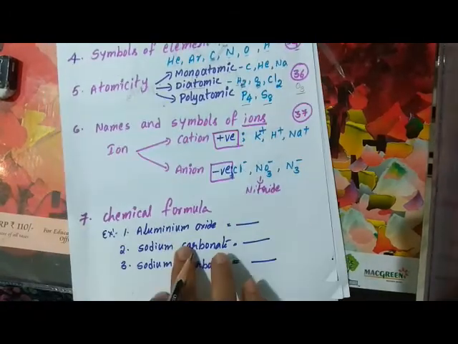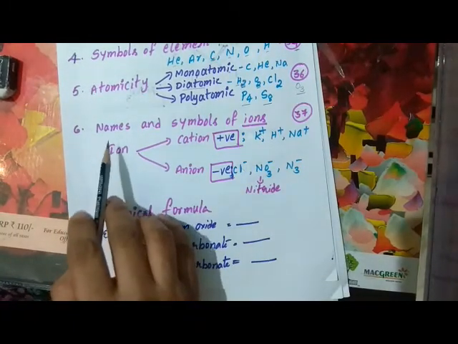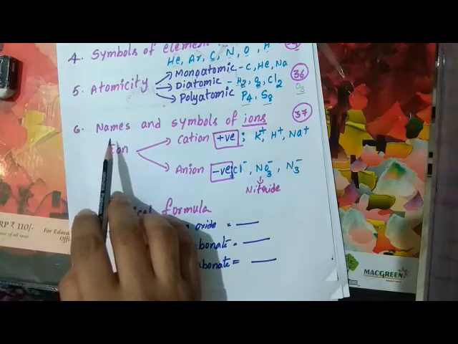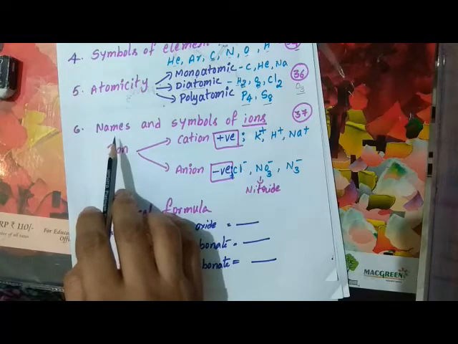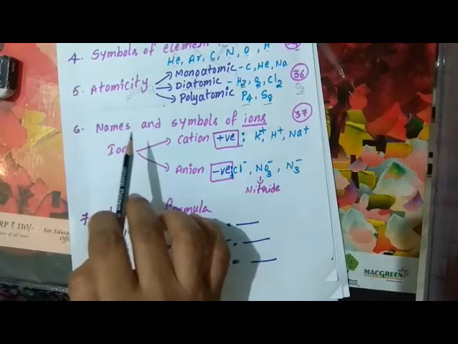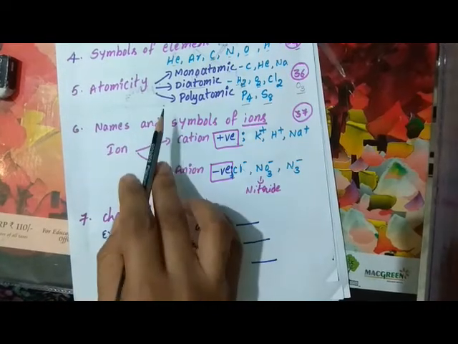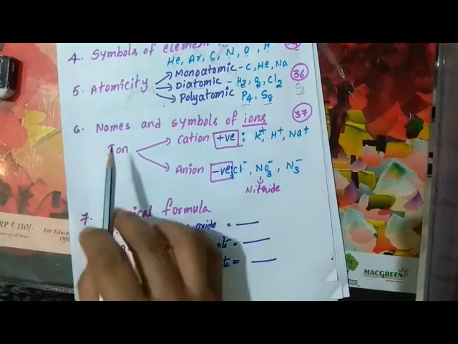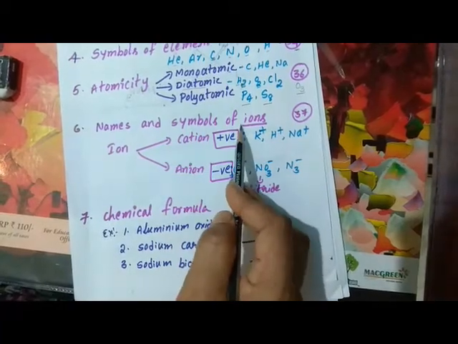Next one is one more important one. We have to learn, and at the same time we have to remember, the names and symbols of ions. It is a must and should to write a chemical equation. It is very, very important, like symbols only.